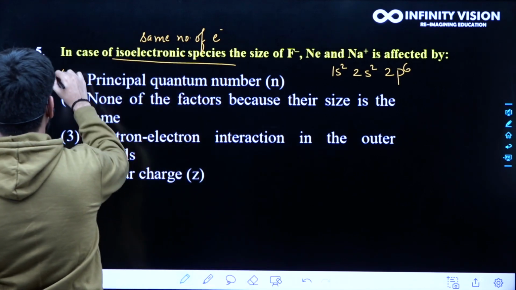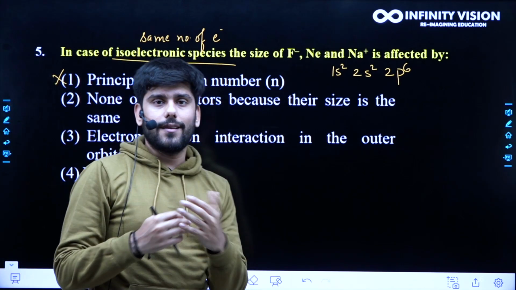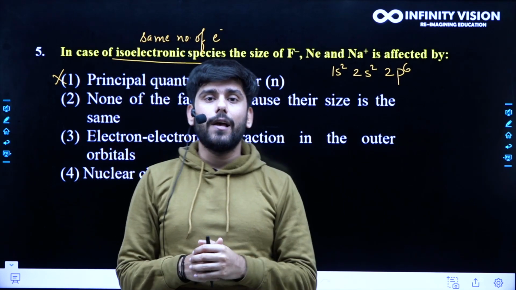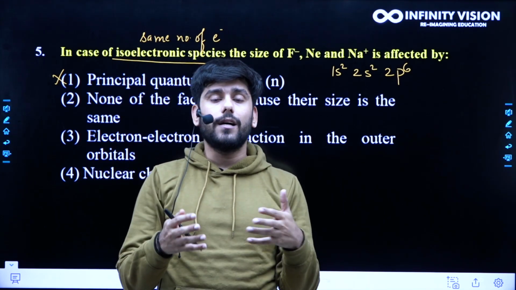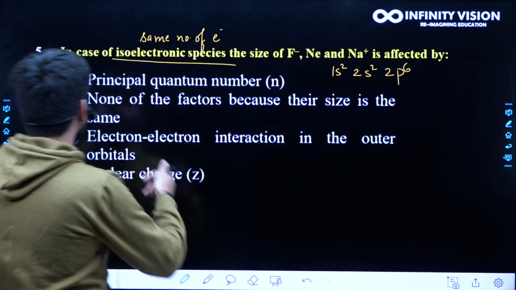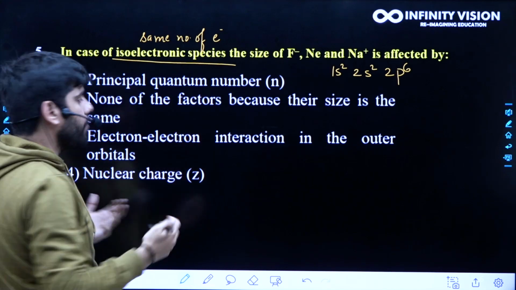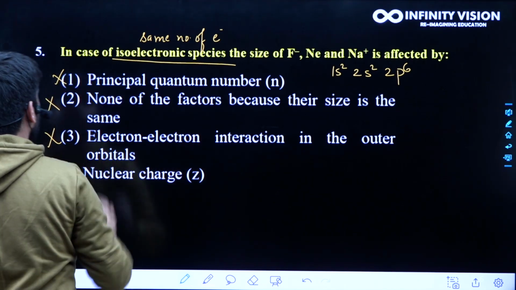No, this is wrong. None of the factors, because their size is same? No, their size is different. How can their size be same? We have the same number of electrons, but the nuclear charge is different, right? The nuclear charge is different. So electron-electron interaction in the outer orbitals? No, we have the same number of electrons. This is also incorrect.